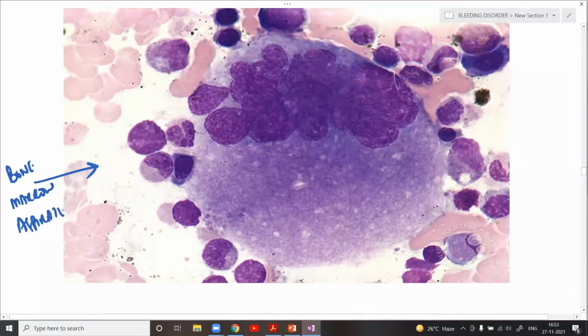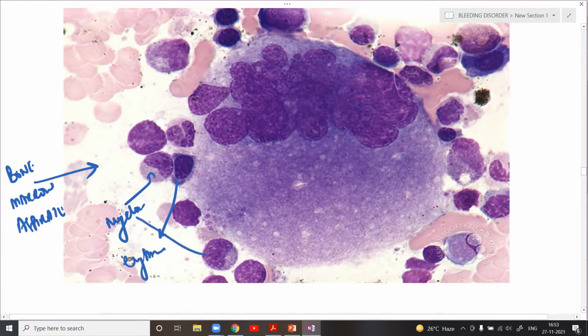Okay. Now I will not tell you what the individual cells are that we see over here, but I can tell you this cell is of the myeloid series. This cell is your erythroid series. Okay, this is also your myeloid series. So what is this cell?